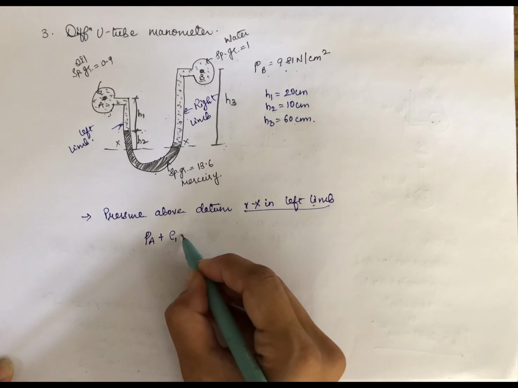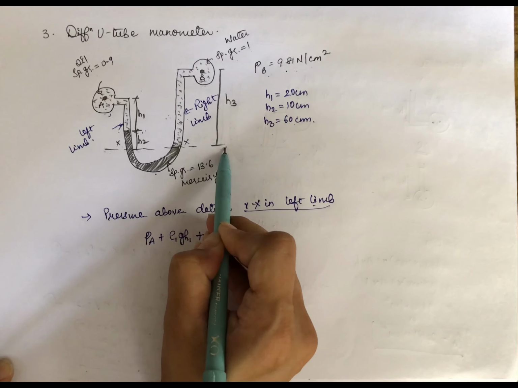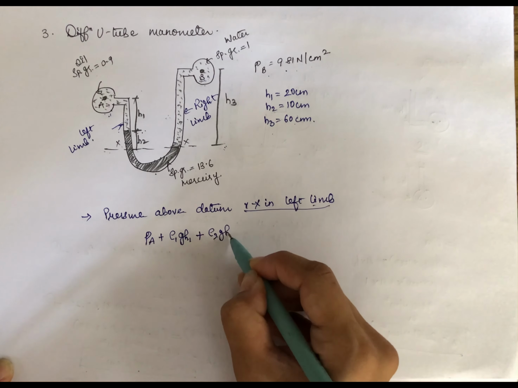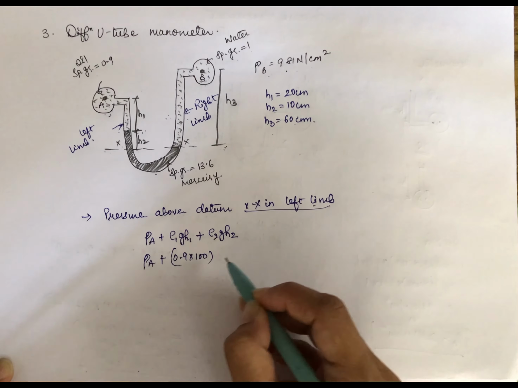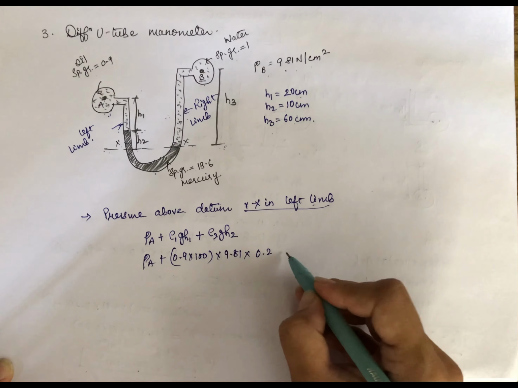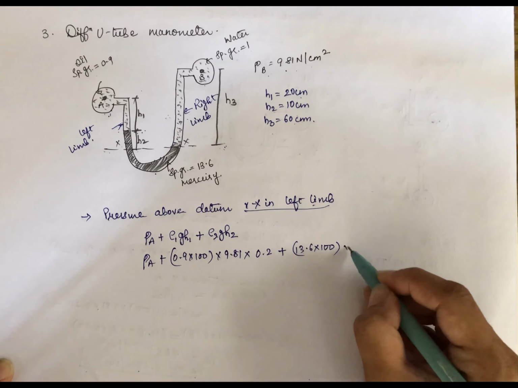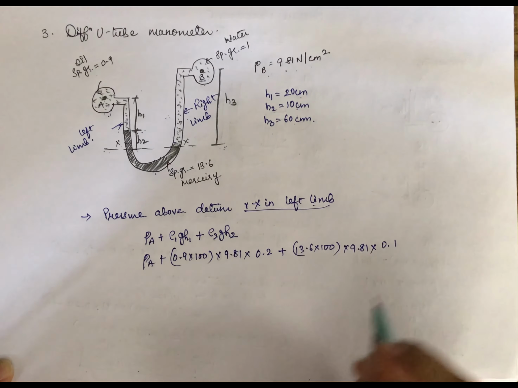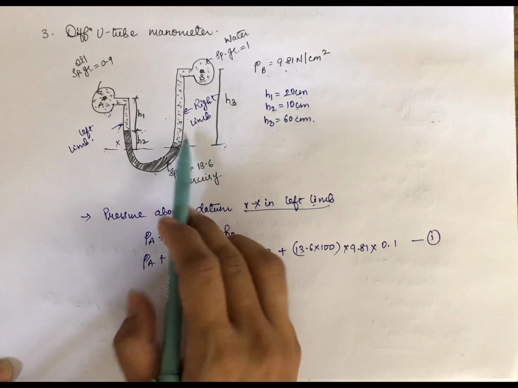So, we will write rho 1 G H1 plus, and up to height H2 to the datum XX, the liquid which is filled is mercury. So, we will write rho 2 G H2. So, PA plus 0.9 into 1000 into 9.81 into H1, which is 20 centimeter, so it will be 0.2 meter, plus 13.6 into 1000 into 9.81 into H2, which is 10 centimeter, so it will be 0.1. So, this will be the pressure above the datum XX in the left limb.